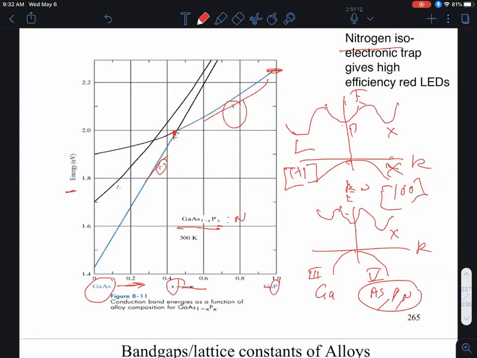It's neither. For something to act as a donor, the impurity has to have one more electron in the valence shell than the host atom, right? To act as an acceptor, it has to have one fewer electron. Since nitrogen, phosphorus, and arsenic are all in column 5, that's why it's called isoelectronic. It's neither a donor nor an acceptor, okay? It just sits in the lattice and forms a potential well.